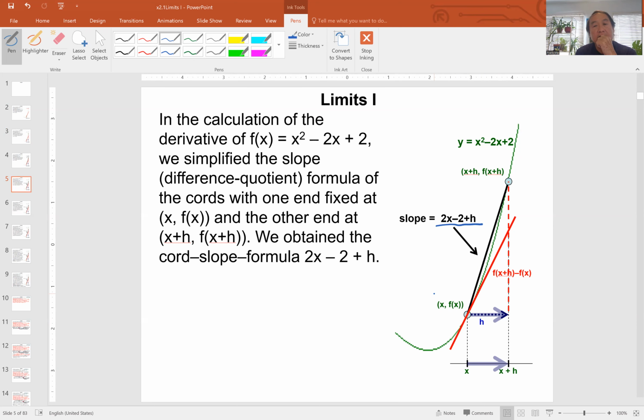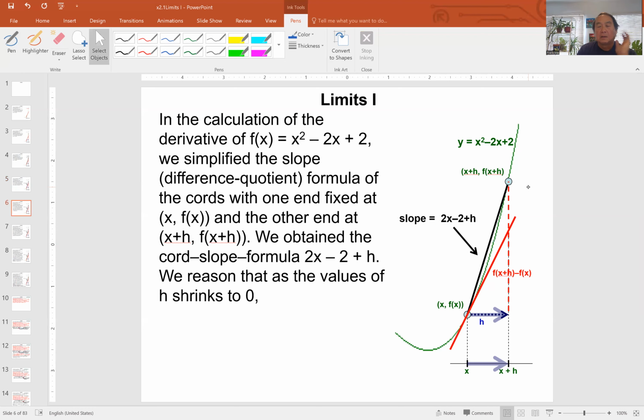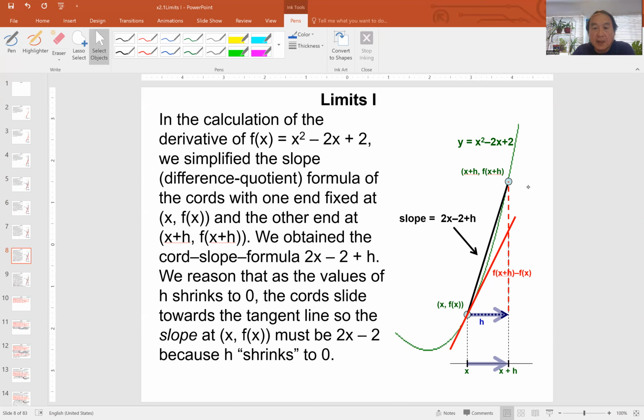And then we do the following. We let h become smaller and smaller and smaller, then we say shrink to 0. Conceptually, that's clear. h shrinking to 0 means h becomes nothing. Then the answer becomes 2x minus 2, which, if you think about it, is the slope of the red line, because as the neighbor gets closer and closer, the black line gets closer and closer. So the slope of the tangent is 2x minus 2, depending on what x is.